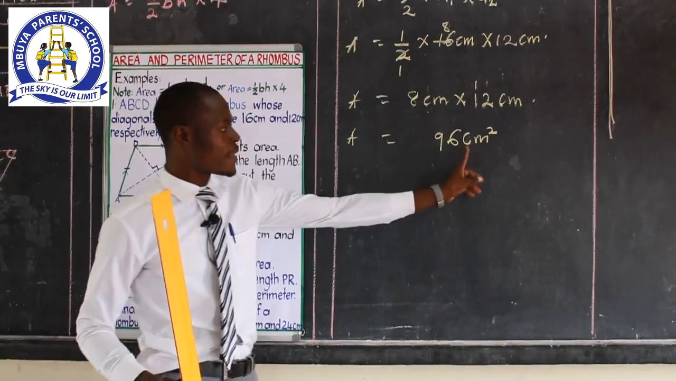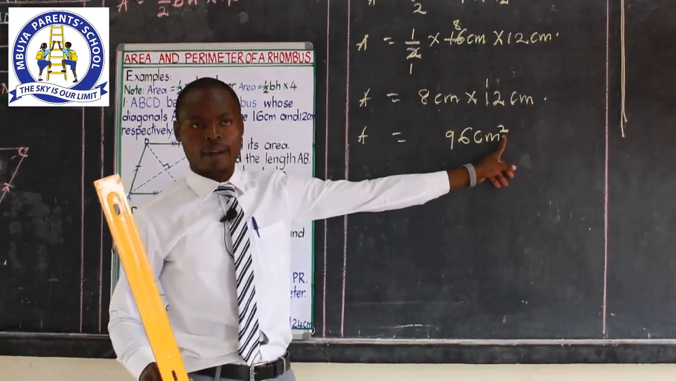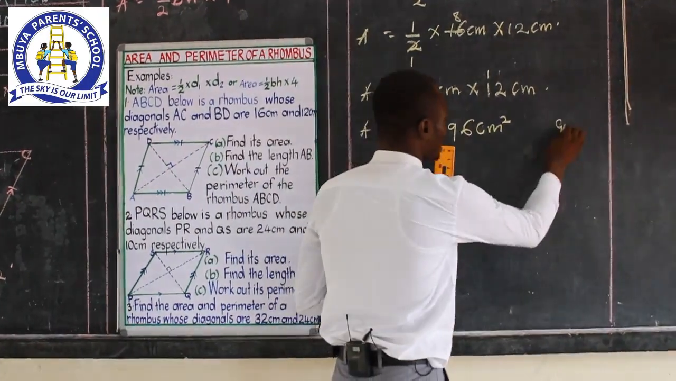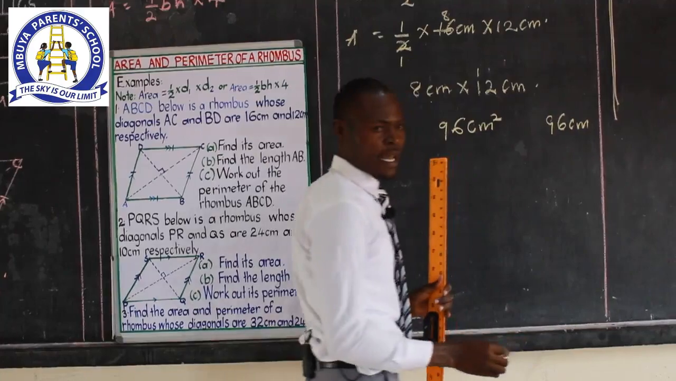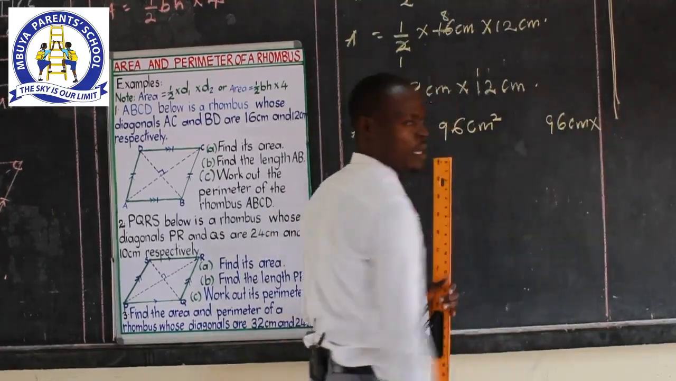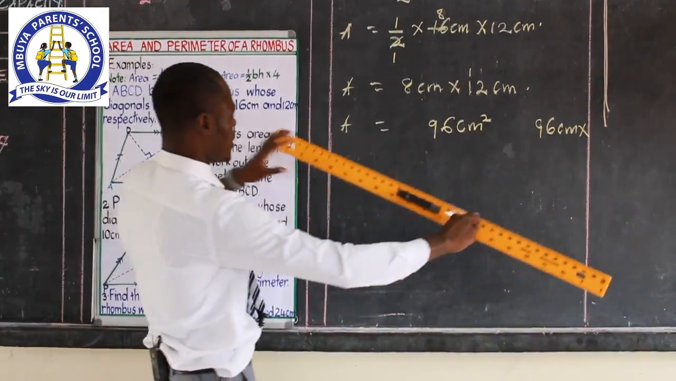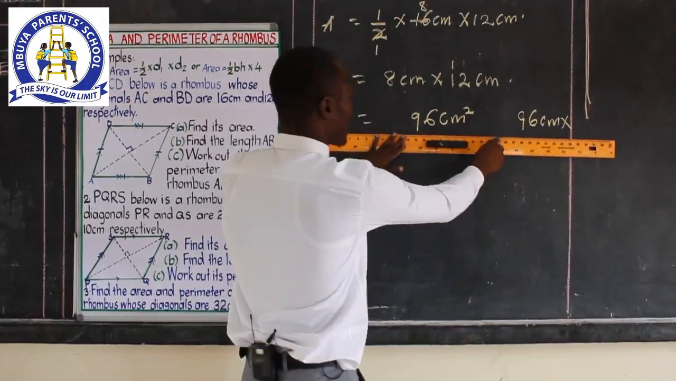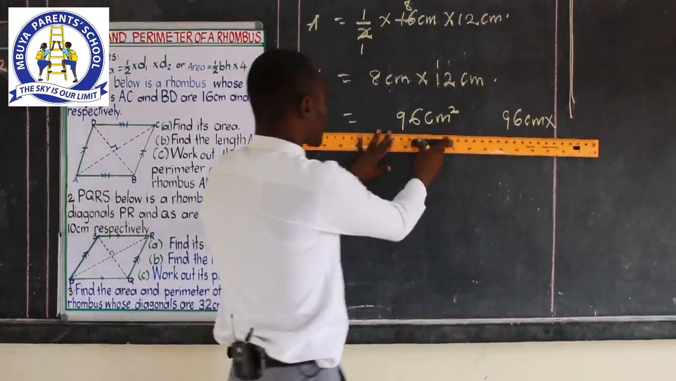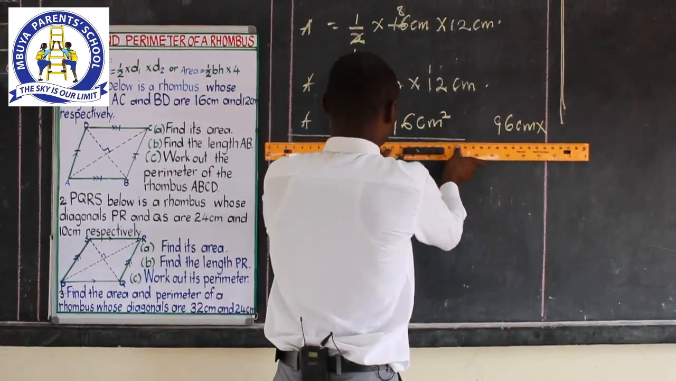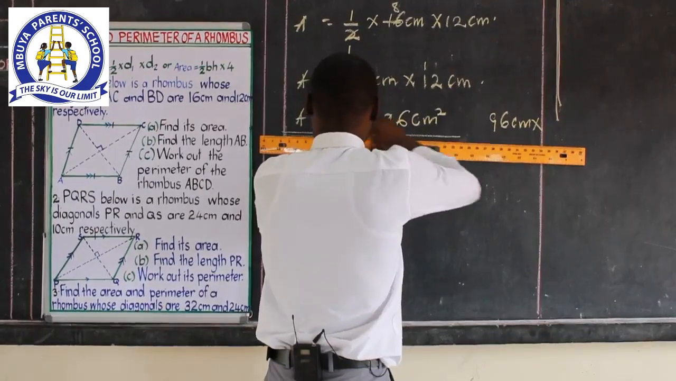Class, if you forget the units, you lose the mark. These are very, very important. If you just give 96 without square centimeters, I must tell you your answer is wrong. So be very careful when writing down the units. Also, carry some sense for purposes of being organized: get your ruler and underline your answer. I wish you double underline your answer.